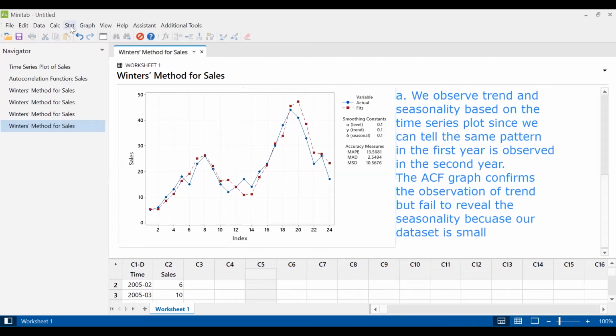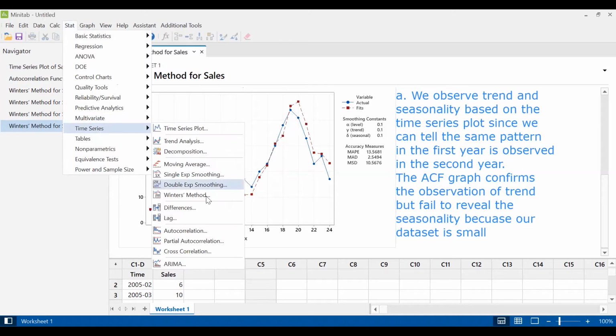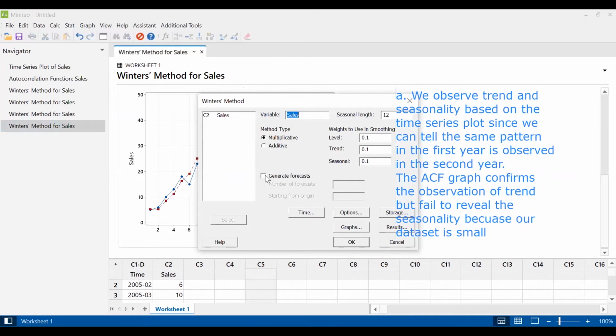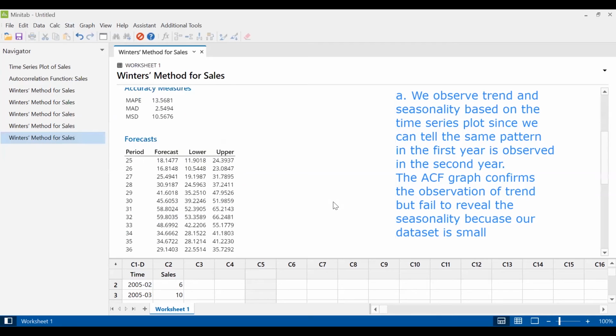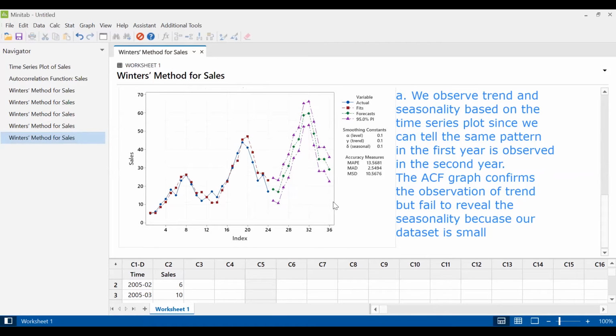So we're gonna go back to Stat, Time Series, Winters' Method, and we want to generate forecasts for the next 12 months. That's for the next year. And then click on OK. Let's see what happens. All right, so the forecast for the next year is denoted by these green dots with green lines. And the purple ones are the confidence interval.